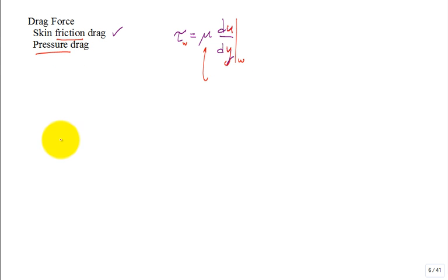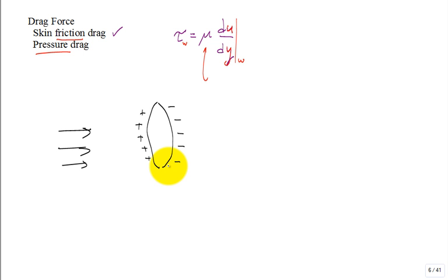What's the pressure drag? Well, I have an object like this, and the flow is going this way. Why do they put these plus signs on this side and minus signs on this side? What does the plus and the minus sign indicate?